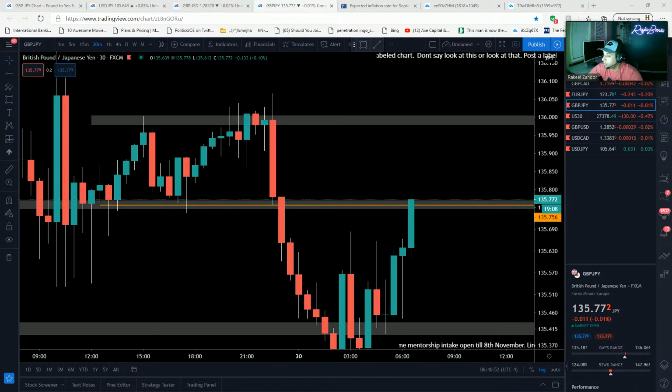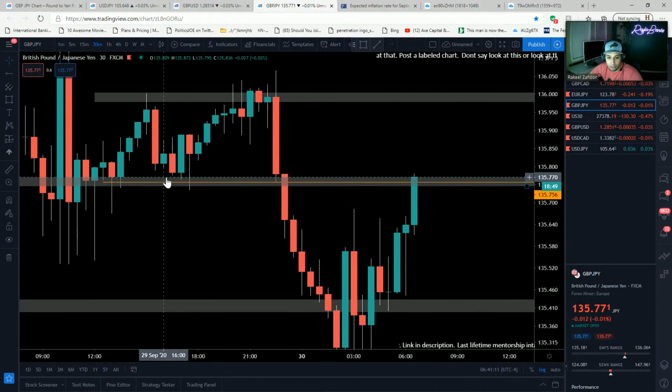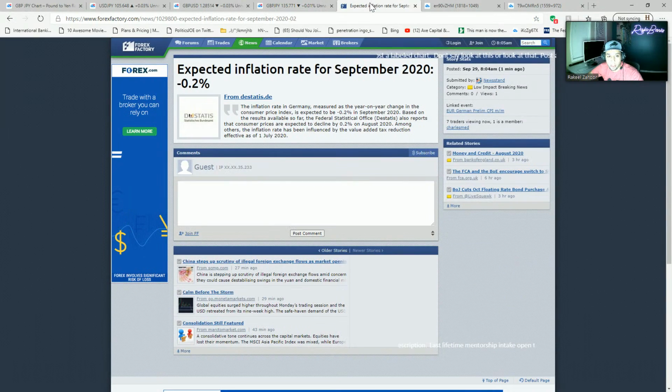Let's take a look at... often there are many support resistance zones on the charts. What is your advice to pick the most relevant ones? I would say pick the most recent ones, like right over here. Pick the most recent ones and just wait.